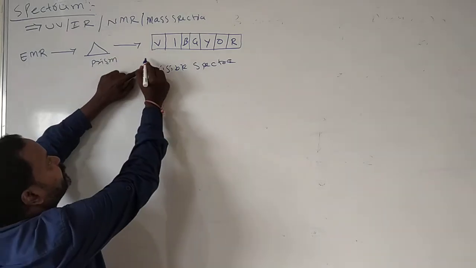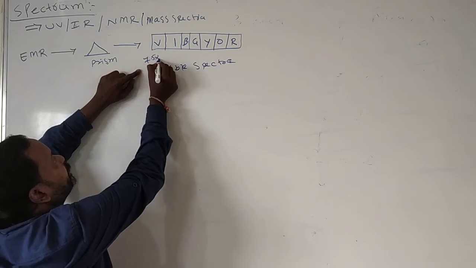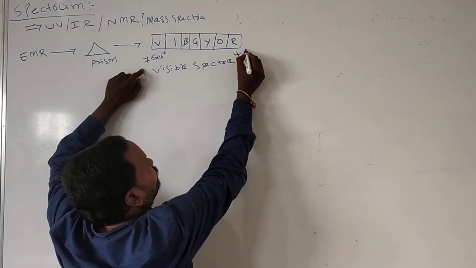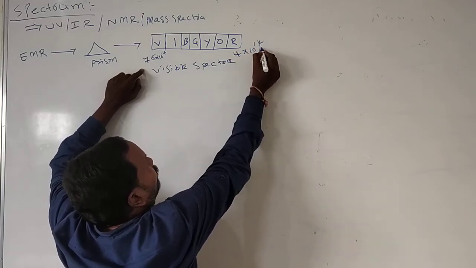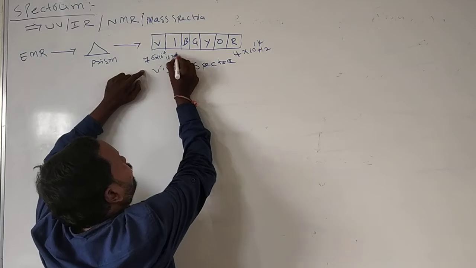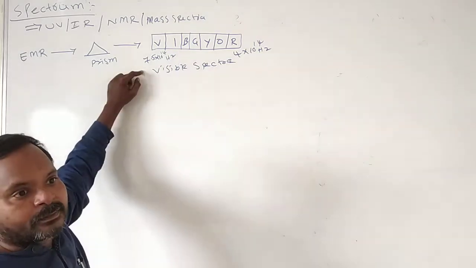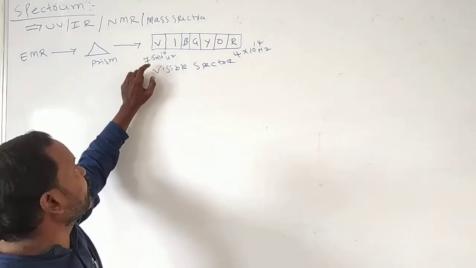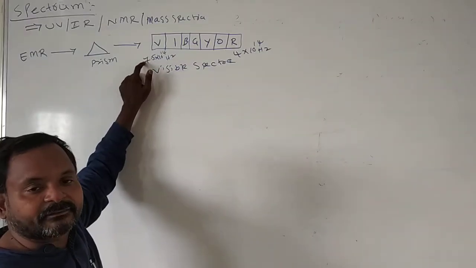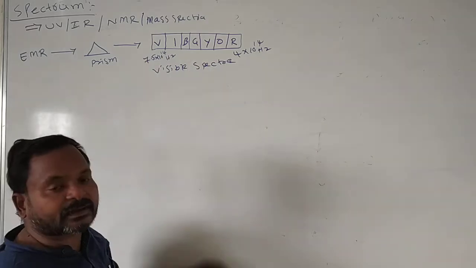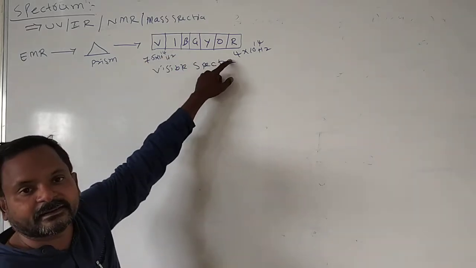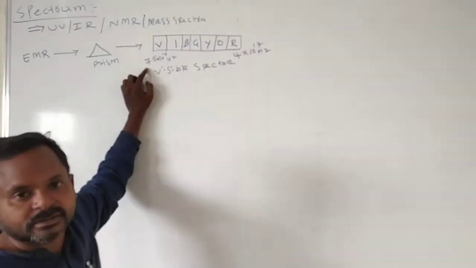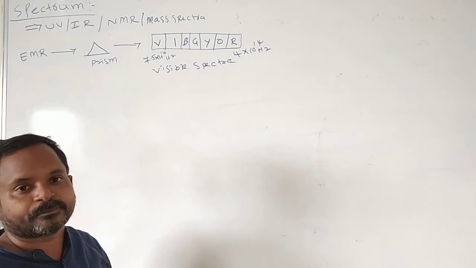The frequency of this one is 7.5 into 10 to the power of 14. Red color has the higher wavelength. The frequency of this one is 4 into 10 to the power of 14 Hz. Okay, here which has higher wavelength? That deviates less. Which has lower wavelength? That deviates more, with the different frequencies.